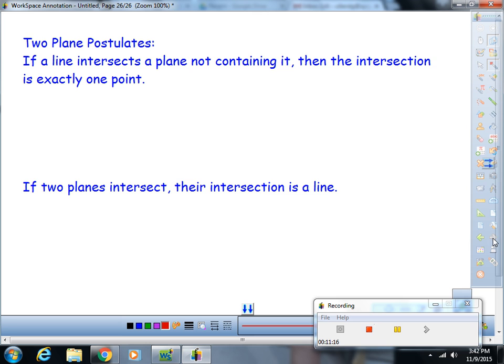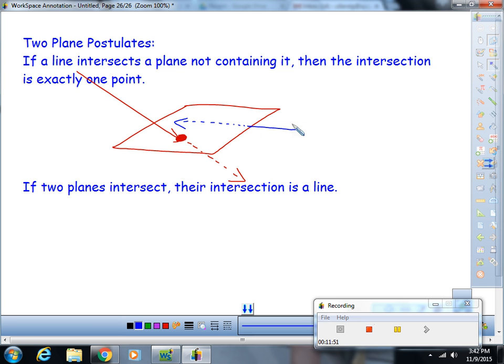If a line intersects a plane not containing it, then the intersection is at exactly one point. Think of this like a bullet, okay? If you've got a bullet traveling down and it doesn't get stuck in the floor, then it's only going to hit the wall or the floor at exactly one point, okay? The alternative would be if the line contains the plane, then that bullet is going to get lodged into the floor and it's going to contain that bullet hole at infinitely many points, if that makes sense.